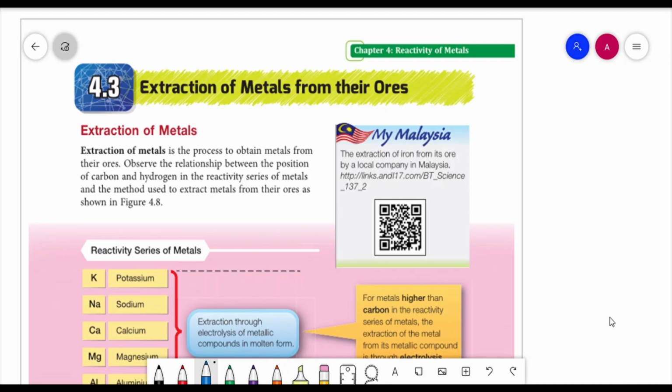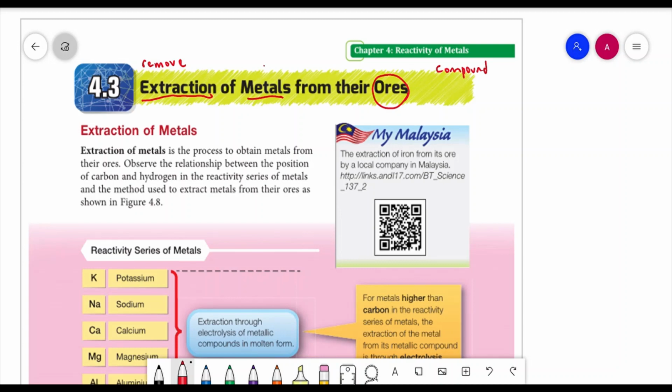Today inshallah we will continue with 4.3 extraction of metal from their ores. Extraction, in other words, is remove. So we want to remove the metal from their ores. Ores here is a compound. Means there are more than one element combined together chemically to form ores.